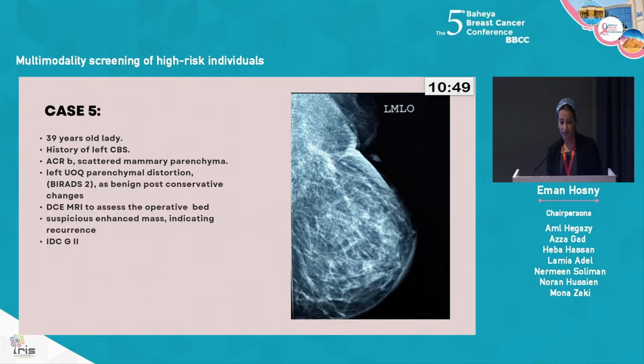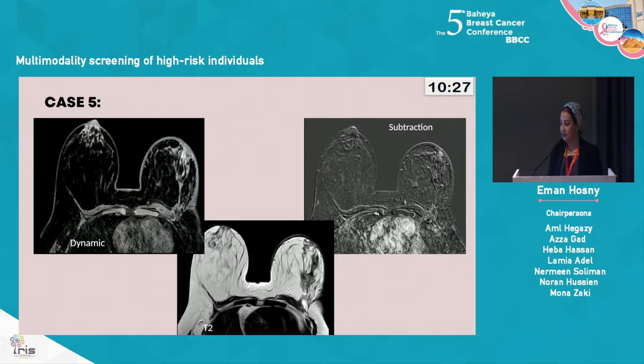A 39-year-old lady with a history of left breast conserving surgery. ACR B, scattered mammary parenchyma, with left upper outer parenchymal distortion in the MLO view. It was given BI-RADS 2 as post-operative changes, but the patient still needed an MRI just to make sure there was nothing in the operative bed. Dynamic contrast MRI to assess the operative bed for a suspicious lesion revealed recurrence at the operative bed.